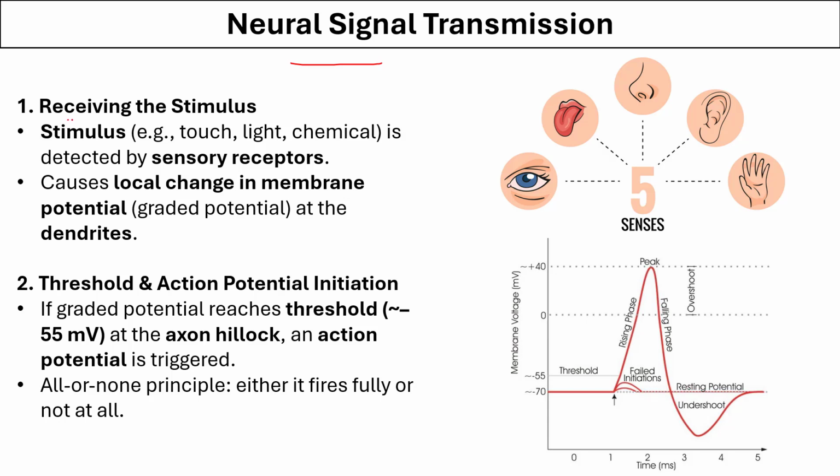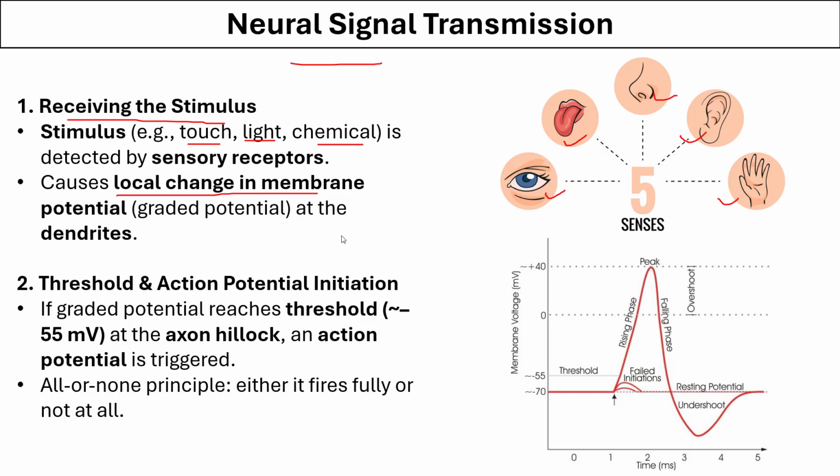So everything starts with receiving a stimulus. Any change or any information in the form of touch, light, or chemicals are detected by sense organs. And our sense organs are eyes, tongue, nose, ear, and our skin. So receiving that stimulus causes some change in the potential of the cells or neurons present at the site of those sense organs, or the receiving point of that information.